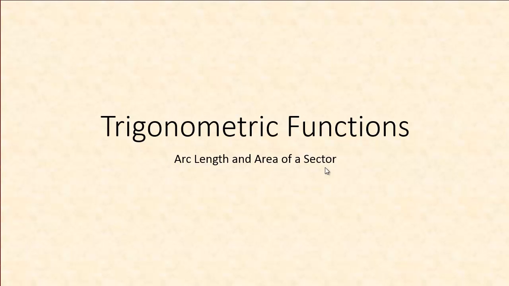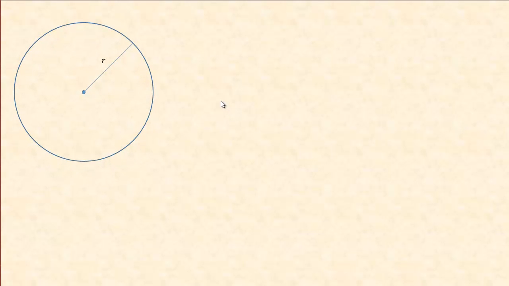Arc length and area of a sector. So let's consider the circumference of the circle is 2 pi r. Now we're just talking about a sector. So let's say the arc length of this sector is L, and the angle in the middle of the sector is theta.